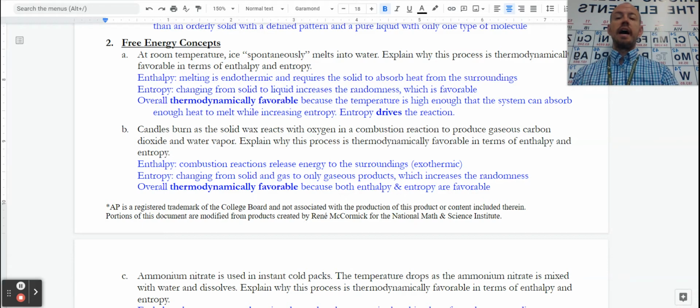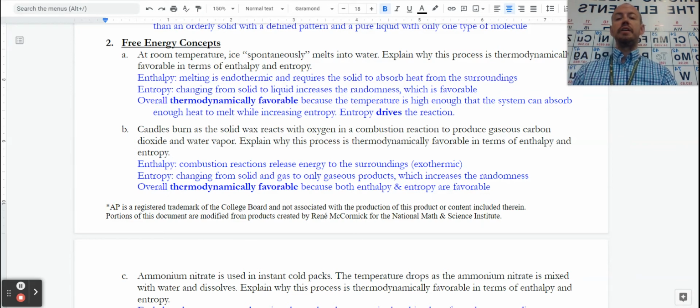But if we're talking about this, ice at room temperature spontaneously melts in water. Doesn't mean instantaneously, it just means it happens without us needing to force that to occur. But in terms of enthalpy and entropy, we have to think of that. From an enthalpy sense, melting is endothermic. It requires outside energy. That's actually unfavorable for ice to melt. But from an entropy sense, when we are changing from a solid to a liquid, we do have an increase in randomness. We do have more disorder, and that is favorable from the entropy sense.